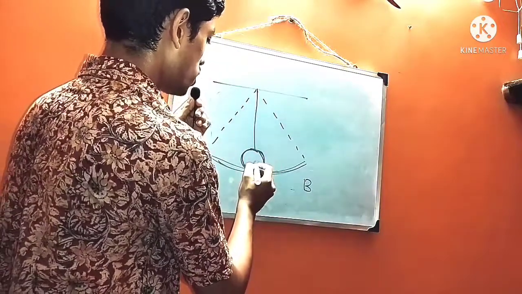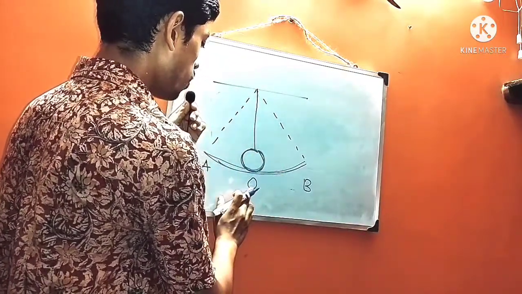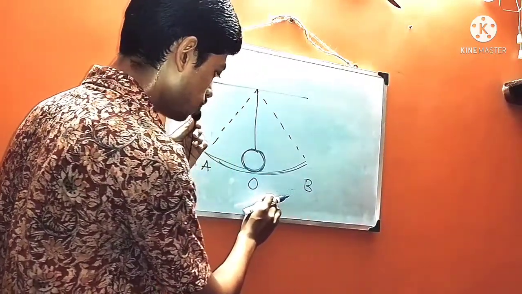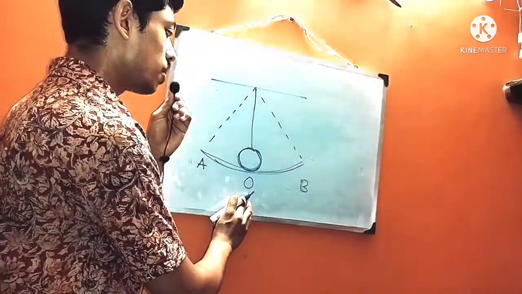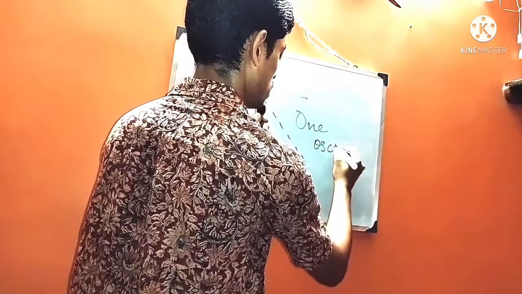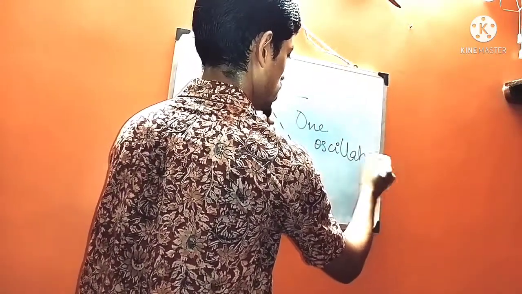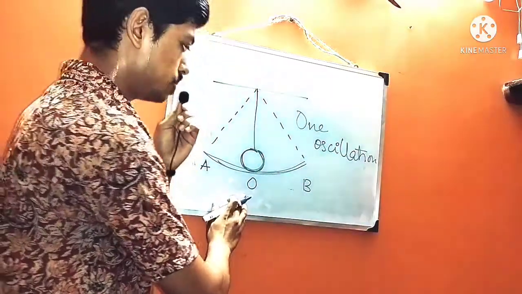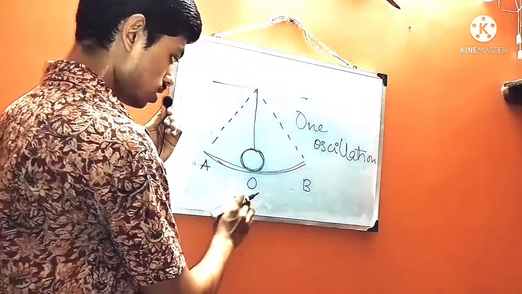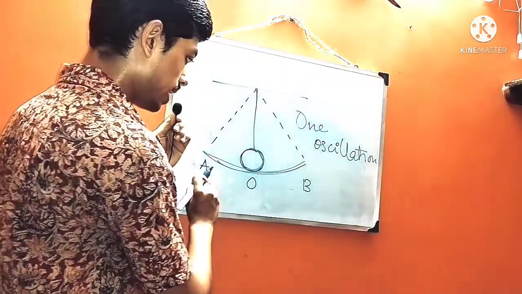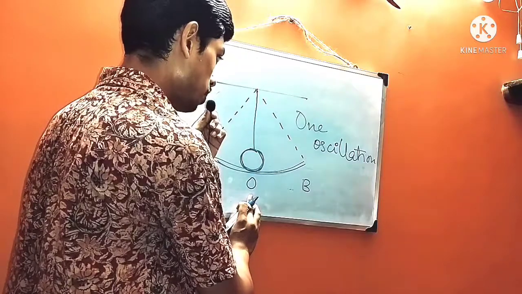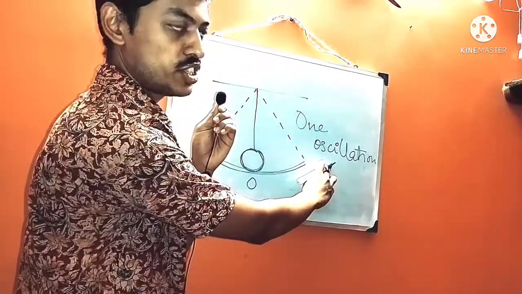Now, if the pendulum starts from point O to A, then moves to point B and then again comes back to point A, it is said to be completing one complete oscillation. I'm again repeating that if the pendulum starts from point A, goes to O and goes to point B and then again comes back to point O, it is said to be completing one complete oscillation.